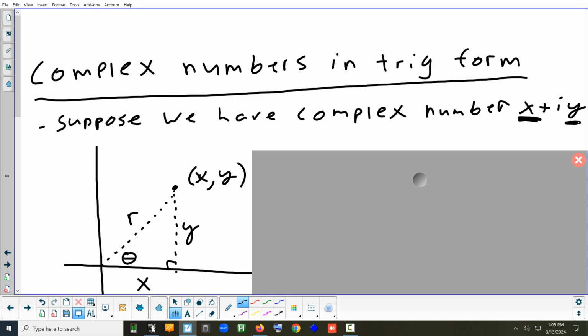Okay, so when we write it in trig form, you are not allowed to have an x or a y. Those two things have to be replaced with an angle of rotation and a distance from the center that we call the radius.